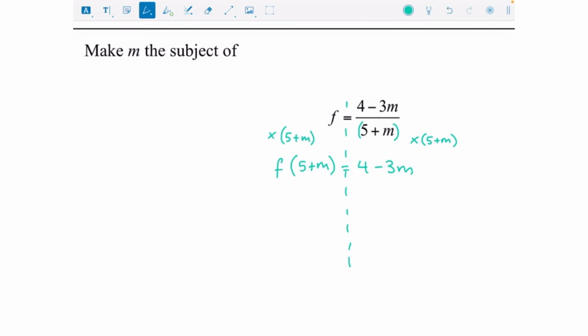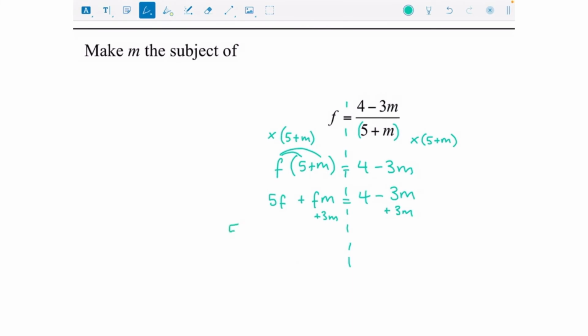Now I'm going to times out the bracket, so f times 5 and f times m, so 5f add fm, doesn't matter if you write mf, but we like to keep things in alphabetical order, equals 4 minus 3m. Okay, now we've got m's on each side of the equation. We want to get those m's on the same side of the equation. So I'm going to start by adding 3m to both sides. Doesn't matter which way you go, but I like to keep things positive if possible.